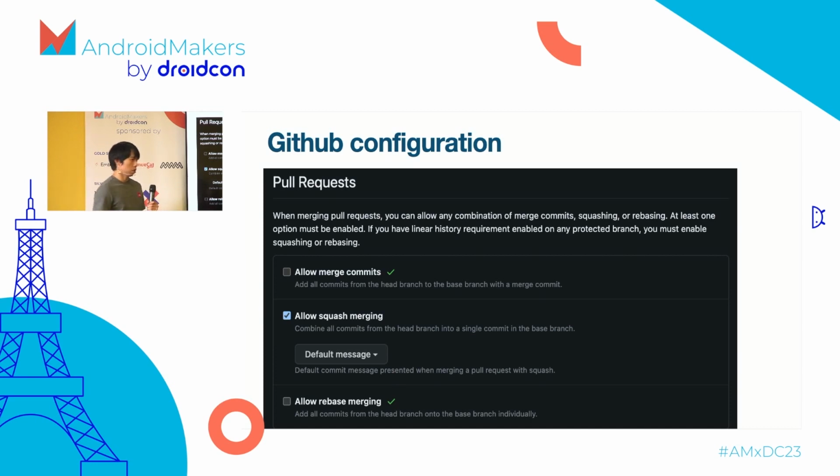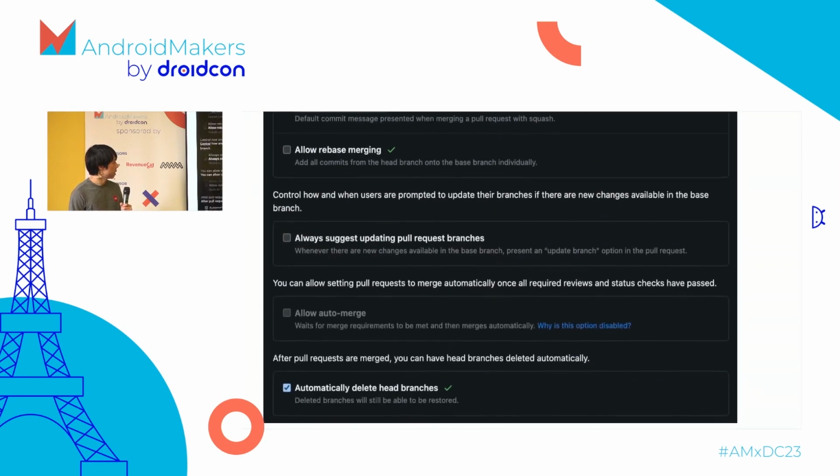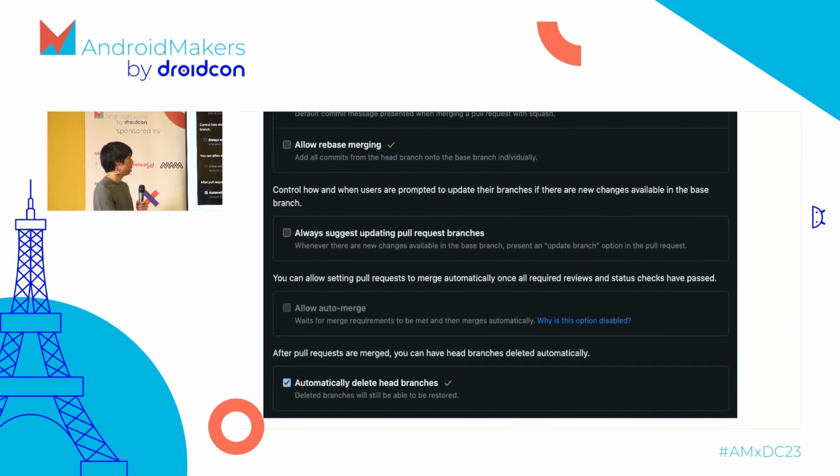And rebase merging is also the same, because they do the rebase. You have different commits there, and maybe some commits don't compile. And the last option here is to delete the branches that are already merged, so you don't need them anymore. But if you want to recover, don't worry, GitHub will recover for you. But you can delete it.